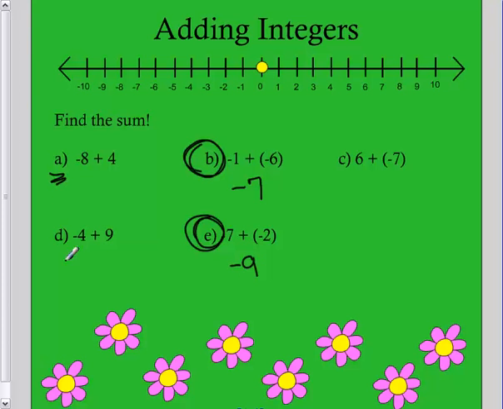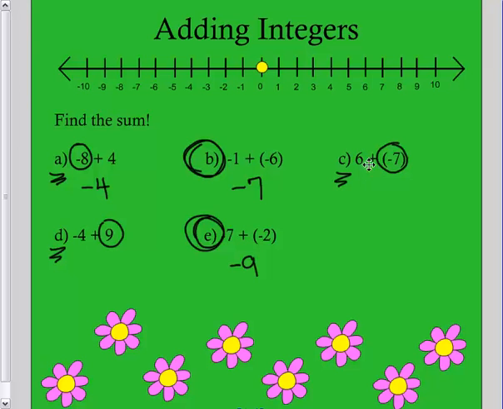Different signs, we take the sign that has the greater absolute value. So who is bigger in terms of absolute value? -8. Who's bigger in terms of absolute value? 9. Who's bigger in terms of absolute value? 7. So I'm going to circle the bigger one. -8 plus 4. I'm going to take the sign of the bigger one, and then I'm going to subtract. 8 minus 4 is 4. So if I were in debt $8 and I made $4, I'm still in debt $4.